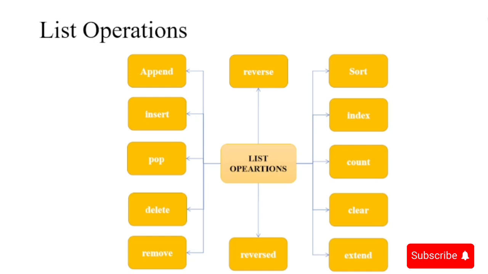These operations come in when we use them as methods. Talk about sort, we have a sort method. Talk about index, talk about count, we have a count method. So all these come into play. We can use them in the form of methods.